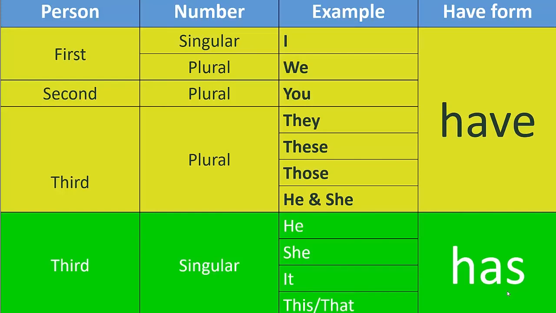Now, this is a chart which is very much useful for you to understand the usage of have, has, and how it is related with the subject. First person singular, plural, second person, third person, and third person singular and plural as well. So, how do you understand it? Accordingly, you can make the sentences.